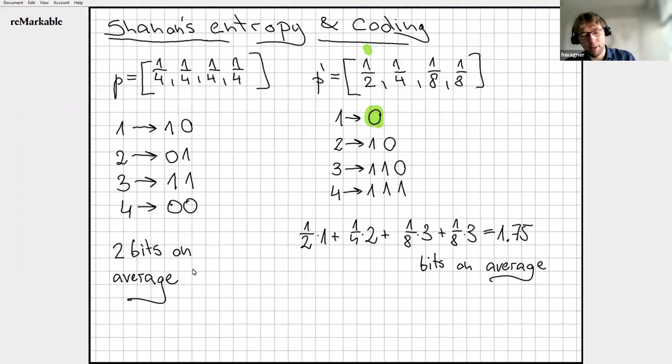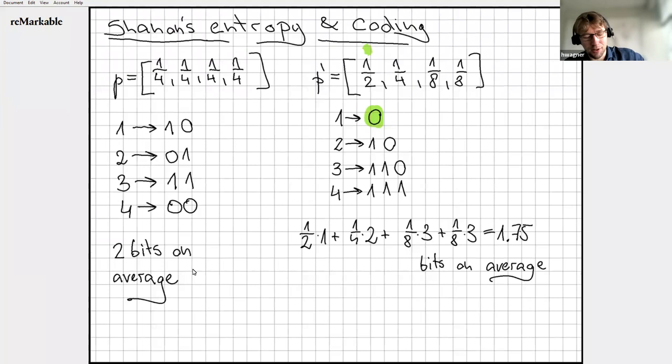And 2 is encoded as 1/0, 3 as 1/1/0 and 4 as 1/1/1. We have to be a little bit careful so that we can actually decode those messages, those strings of bits, back, but in this case we can. And we can compute how many bits we need on average to pay for encoding messages like these.